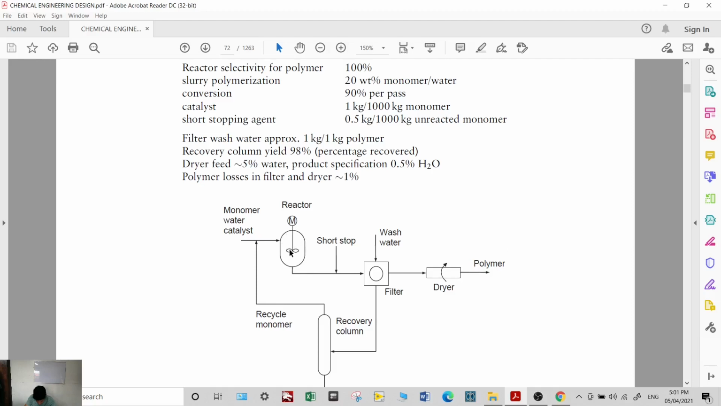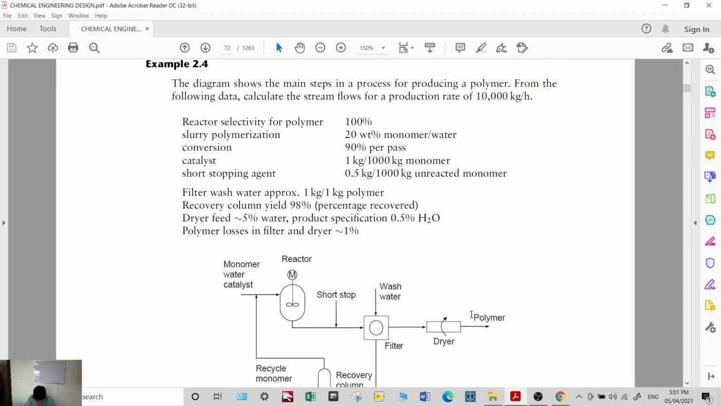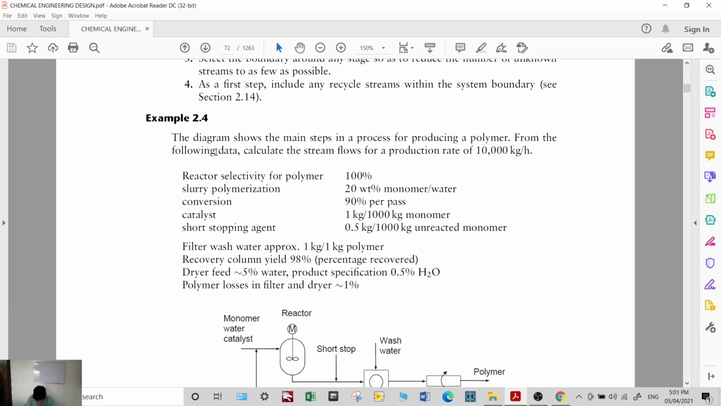It will undergo the process, chemical reaction. And then you have this short stop agent. And then it goes to your filter, then dryer. And then you will now produce a polymer. So these are the specifications, right? Specification is for your equipment.